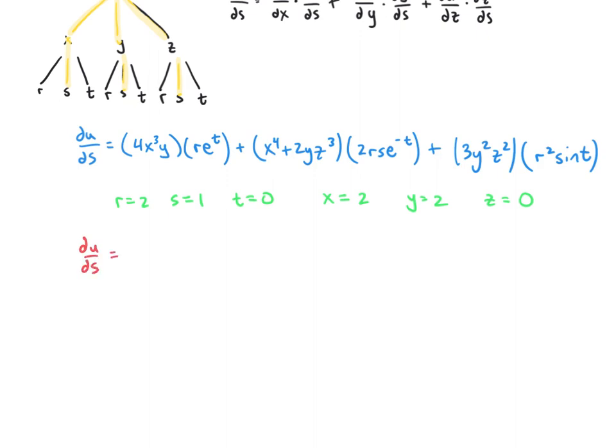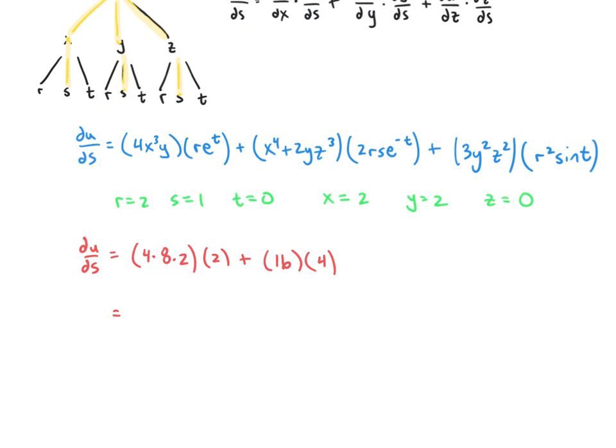So du/ds will be, let's see, that's going to be 4 times 2 cubed, so 8, times 2, multiplied by 2, plus 2 to the fourth, so 16. z is 0, so the rest of that cancels, and we would then multiply by 2 times 2, which is 4. The very last one here, z is 0, so that's going to cancel.